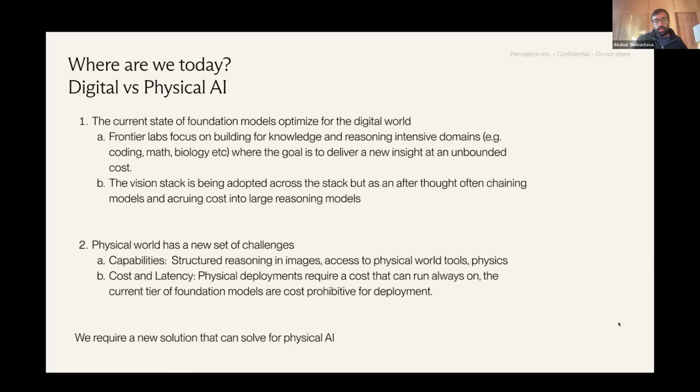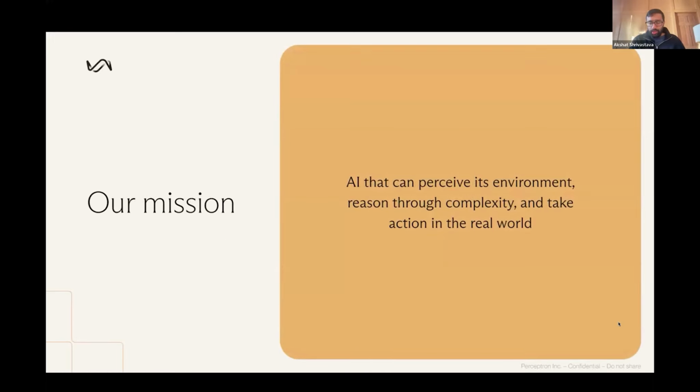economically feasible. And so the pinpoint of Perceptron here is that we've identified what the shortcomings of the existing stack are and are running with the hypothesis of what does it take to build a new solution for physical AI. The idea being that if you were to start from the ground up and build a foundation model stack from the ground up, how would you build it for the physical world? So concretely, to summarize, our mission is that we want to build AI systems that can perceive their environment, reason through complexity, and take action in the real world.